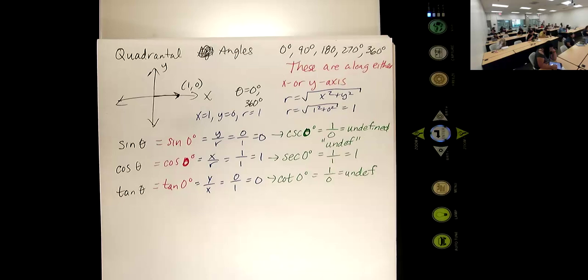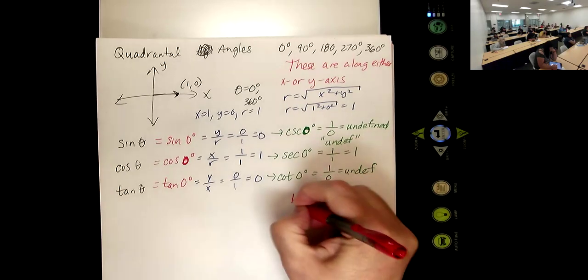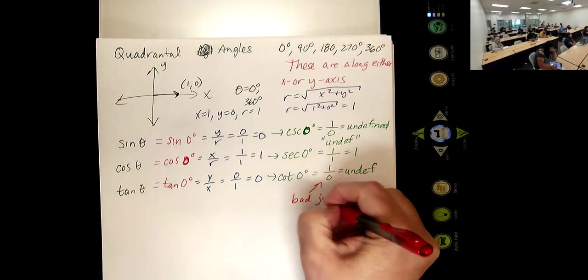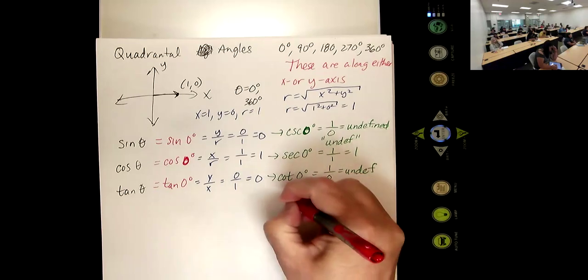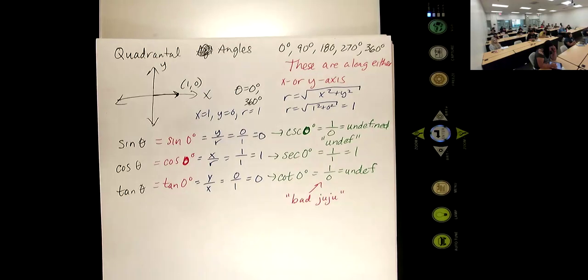So division by 0, you'll hear me say this, is bad juju. I don't know where I got that phrase, but I like it. Sounds like some voodoo.